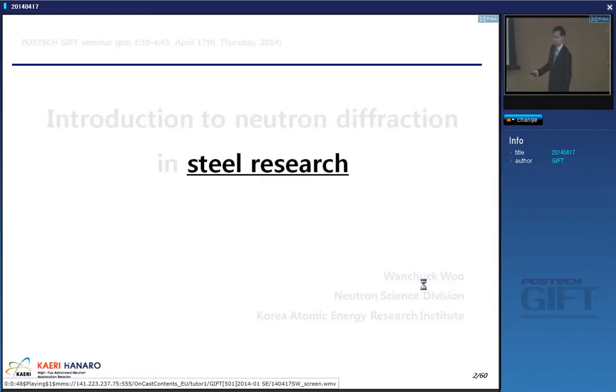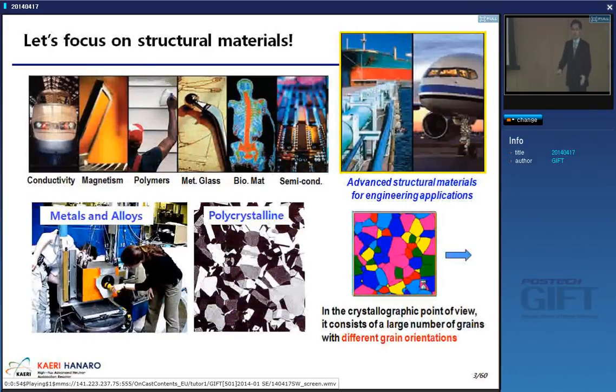Okay, let's start with familiar, easy things. Steel research. Many of you already know it very well. There are many materials in the world, but we are focusing on structural materials like steel, magnesium, aluminum. Structural materials are metals and alloys, which are usually polycrystals. For science there are some single crystals, but single crystals are very limited for applications. Most metals and alloys consist of polycrystals. There are a lot of grains.